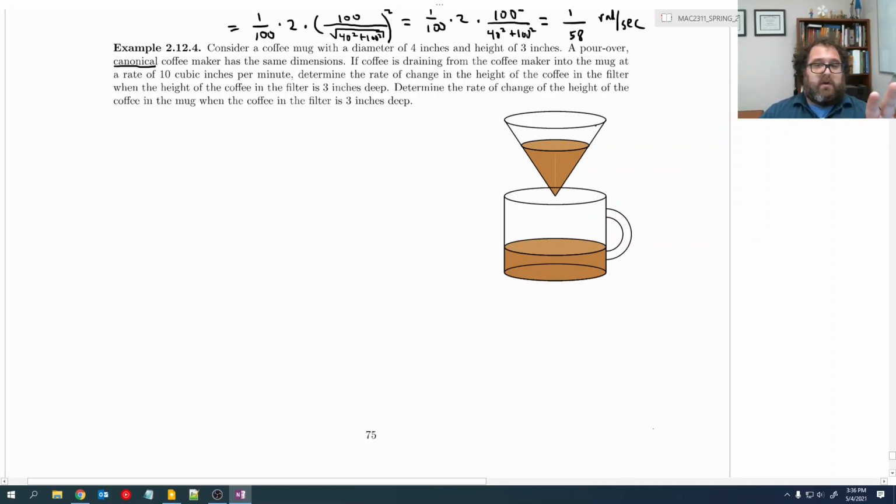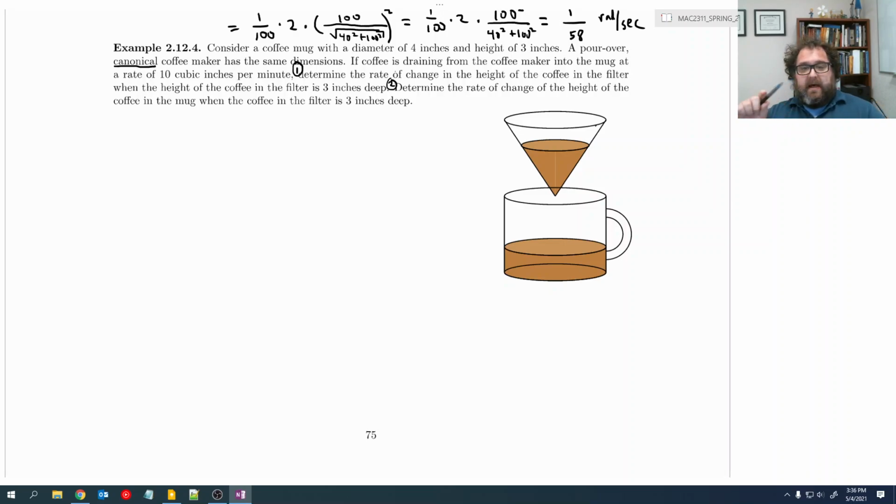If the coffee is draining from the coffee maker into the mug at a rate of 10 cubic inches per minute, determine the rate of change in the height of the coffee in the filter when the height of the coffee in the filter is 3 inches deep. Oh yeah, so that's question one. Let's put a 1 right there. I think this is a two-parter. Then question 2 is determine the rate of change of the height of the coffee in the mug when the coffee filter is 3 inches deep. Okay, so let's take part 1 first.